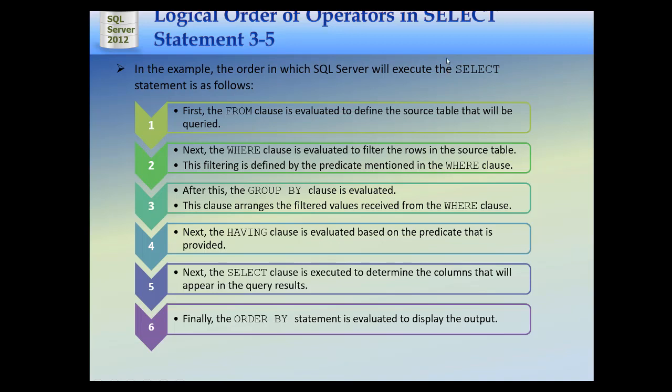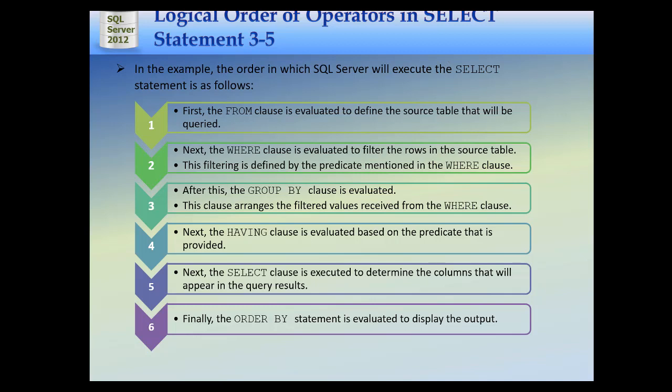First, the FROM clause is evaluated to define the source table that will be queried. Next, the WHERE clause is evaluated to filter the rows in the source table. This filtering is defined by the predicate mentioned in the WHERE clause. After this, the GROUP BY clause is evaluated, and this clause arranges the filtered values received from the WHERE clause. Next, the HAVING clause is evaluated based on the predicate that is provided. Next, the SELECT clause is executed to determine the columns that will appear in the query results. Finally, the ORDER BY statement is evaluated to display the output.